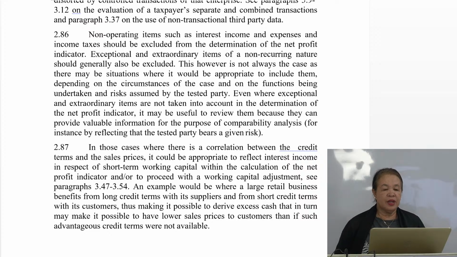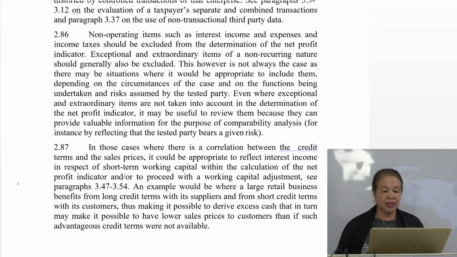Okay. So non-operating items, no? So such as interest income and expenses and income taxes should be excluded from the determination of the net profit indicator. No? Why? Because sa comprehensive income tax statement, diba, that is added on the income before income taxes. No? They are added. Exceptional and extraordinary items of a non-recurring nature, no, should generally also be excluded, no?